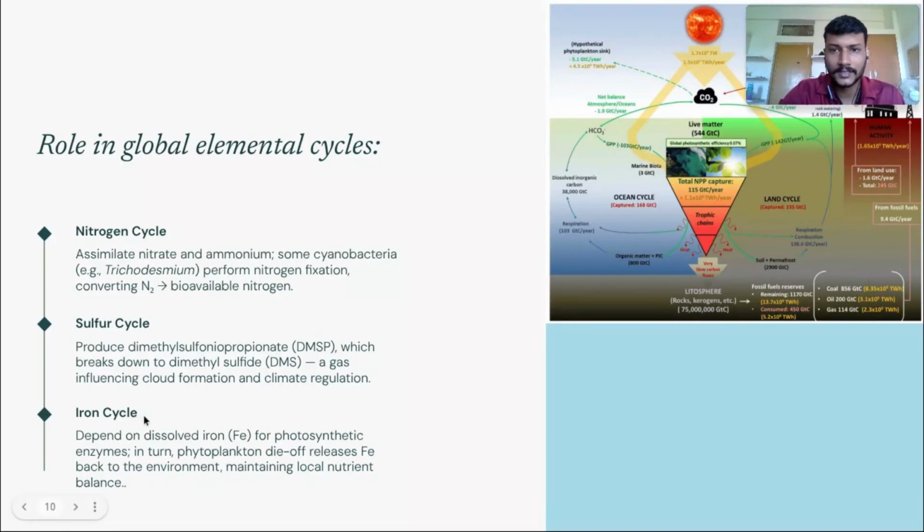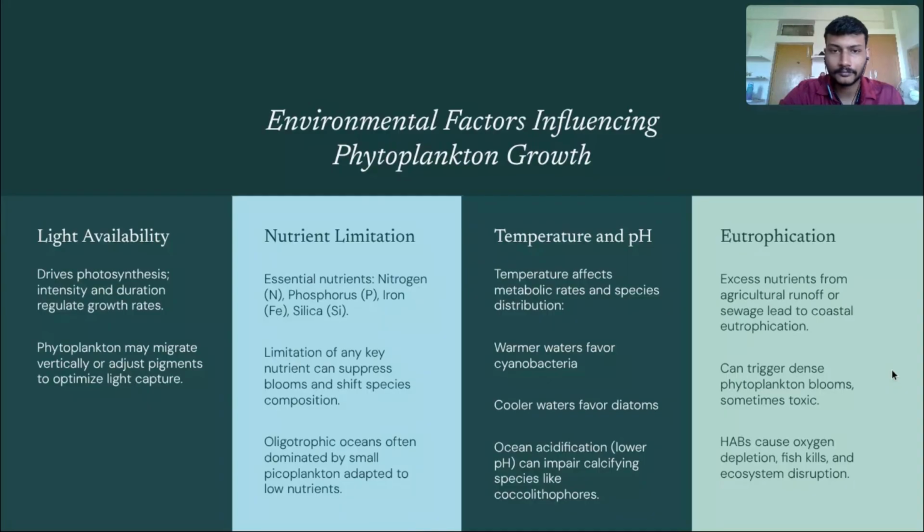Next, we have the iron cycle. As we know, photosynthesis is not performed by a single enzyme, it is performed by a cascade of enzymes, and some of these enzymes require iron. So these organisms take the iron available from the surrounding habitat and consume it, and after they have died, this iron is released back into the habitat.